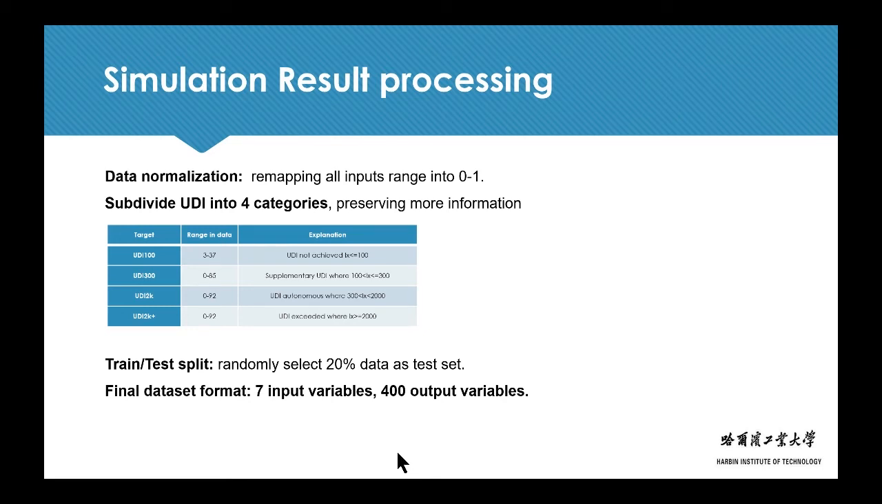We did not directly take the UDI result from the output. Instead, we subdivided it into 4 categories, which can preserve more detail. The dataset format has 7 inputs, which have been remapped to a 1 to 20 range, and 400 output variables representing 4 UDI values at each sensor point.